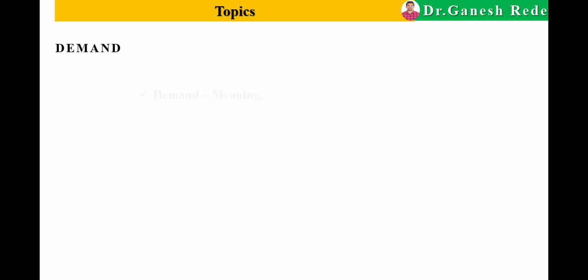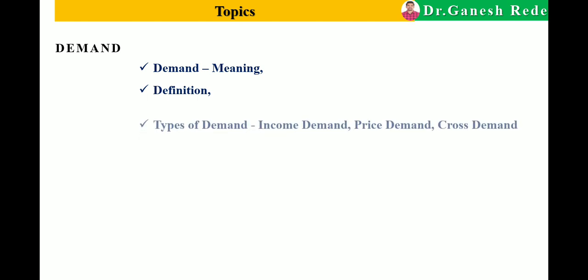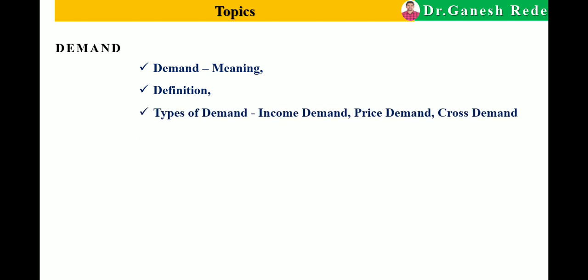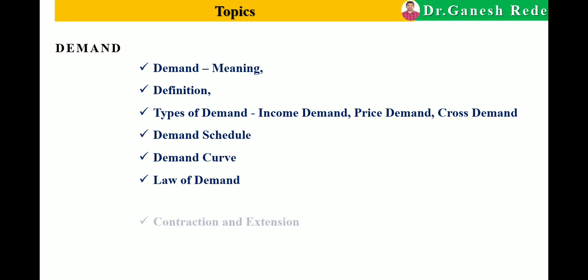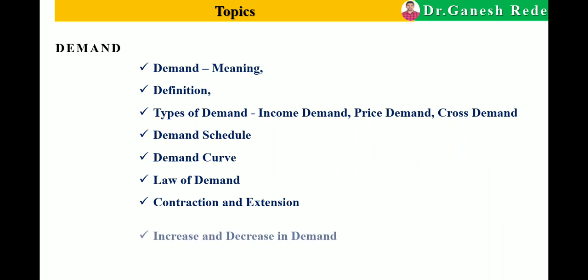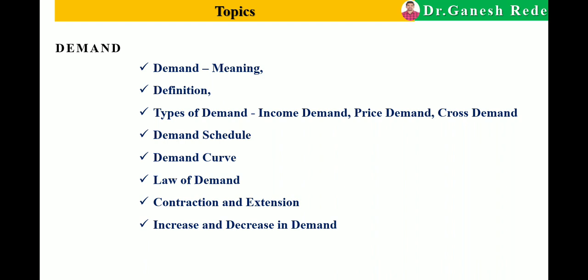In that we have to study what is meant by demand, the definition of demand, then types of demand, meaning income demand, price demand, cross demand, derived demand, autonomous demand. Then we have to study what is meant by demand schedule, demand curve. Then the law of demand. Then what is meant by contraction and extension, that is the movement along the demand curve. Then we also study the increase and decrease in demand, that is shift in the demand curve.